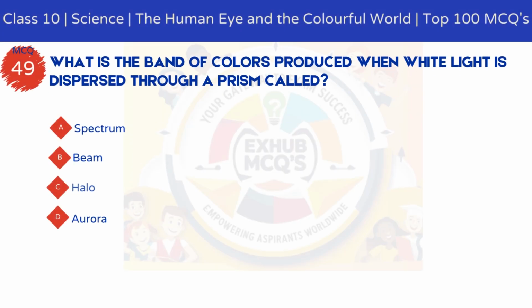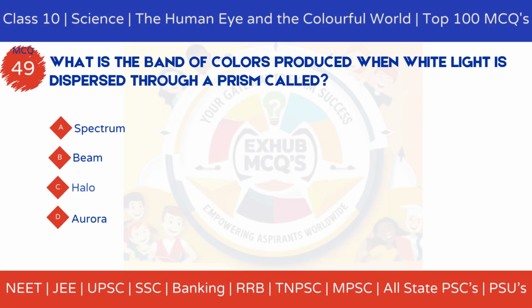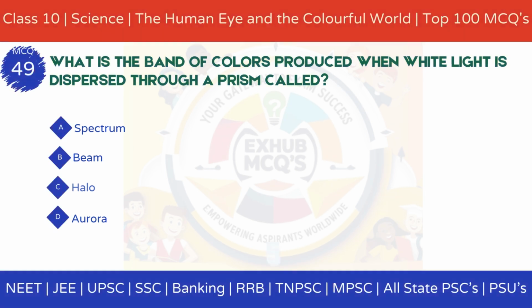MC49. What is the band of colors produced when white light is dispersed through a prism called? Option A, spectrum. Option B, beam. Option C, halo. Option D, aurora.